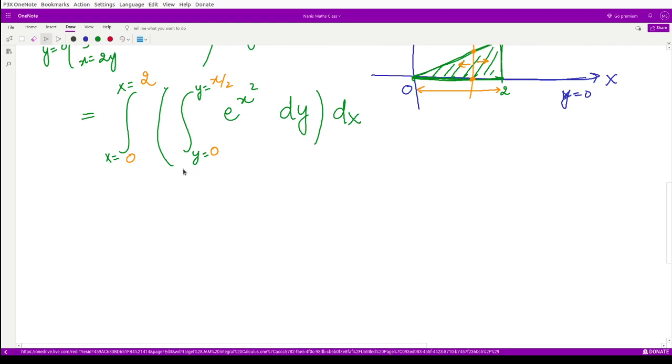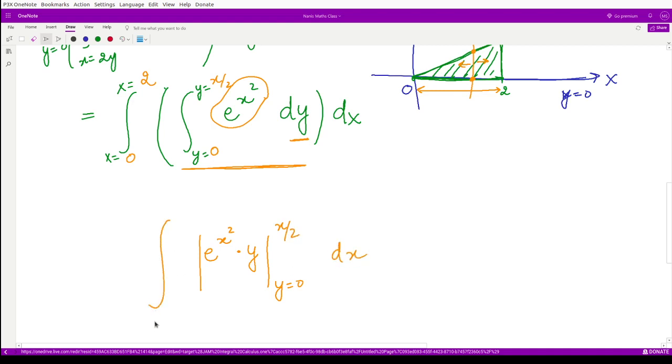So firstly, you are to perform this particular integration. The integration here is performed with respect to y. So that means we'll treat this function as constant. So you will have e to the power x square as such, and then when you perform the integration, it would be y. And then we'll substitute the limits for y. They would be from 0 to x by 2, right? And then we'll perform its integration with respect to x. So this is what we have.